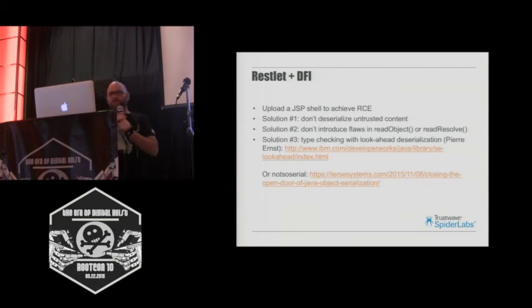A final way of doing this is type checking with look-ahead deserialization. If you know DiskFileItem is vulnerable, you know EventHandler is vulnerable, then before deserializing the whole object, you start inspecting the data stream and say, oh, that's an EventHandler, I'm not going to touch that. And Pierre Ernst from IBM wrote some proof of concept code for that, which also works.